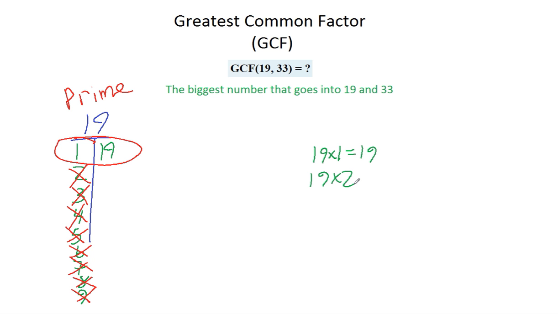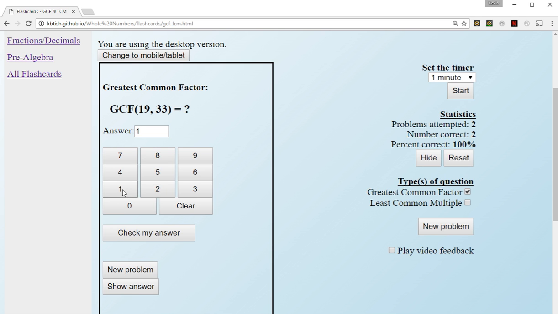And you could scratch that out, but I know it's 38. So I go, oh, I was going for 33 now, and I passed over it. I went from 19 to 38. So 19 is off the list for 33. 19 is not a factor of 33. So that means it has to be 1. That's going to be my winner. 1 is going to be the greatest common factor of 19 and 33. So let's try it out here. 1, check my answer, and we got it.